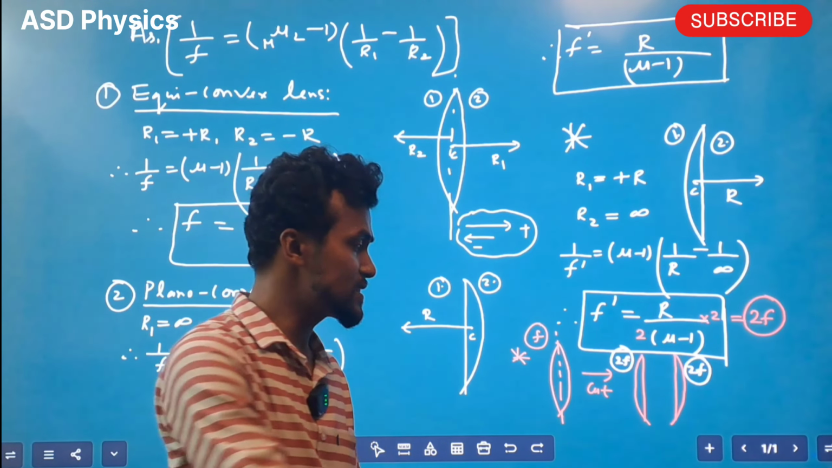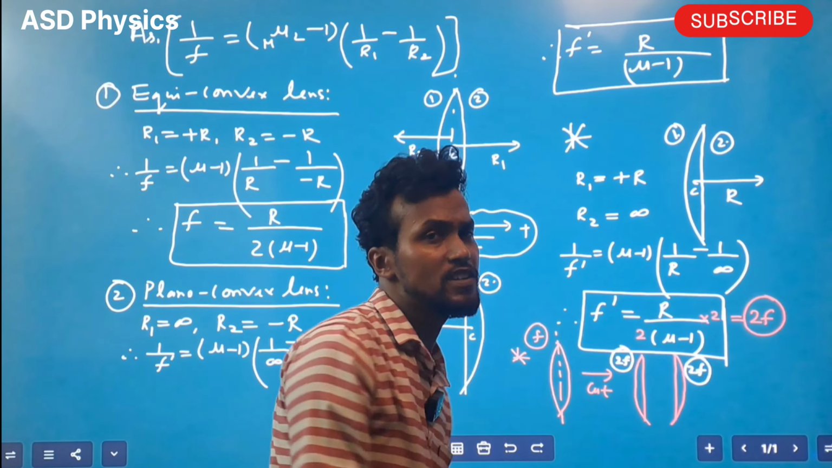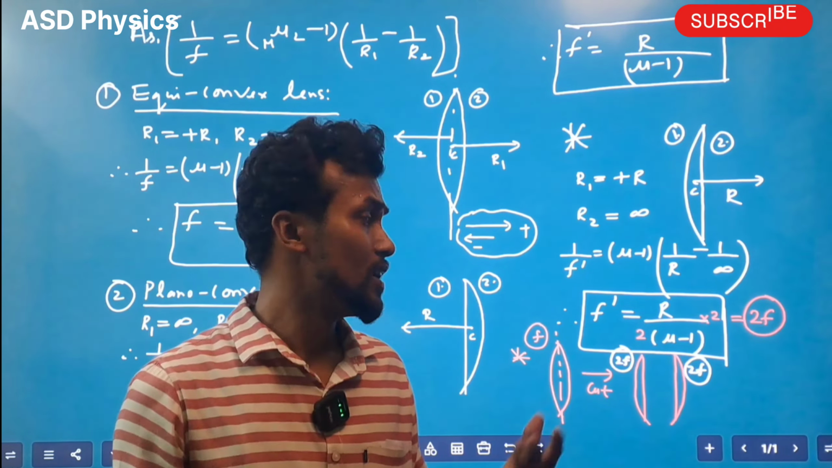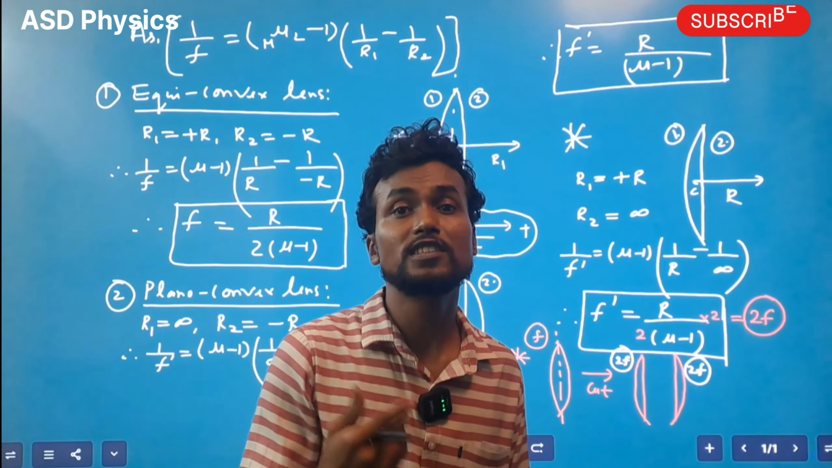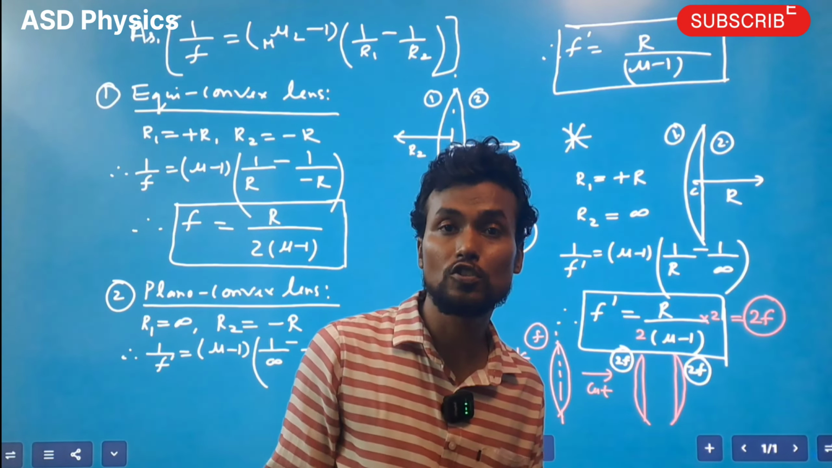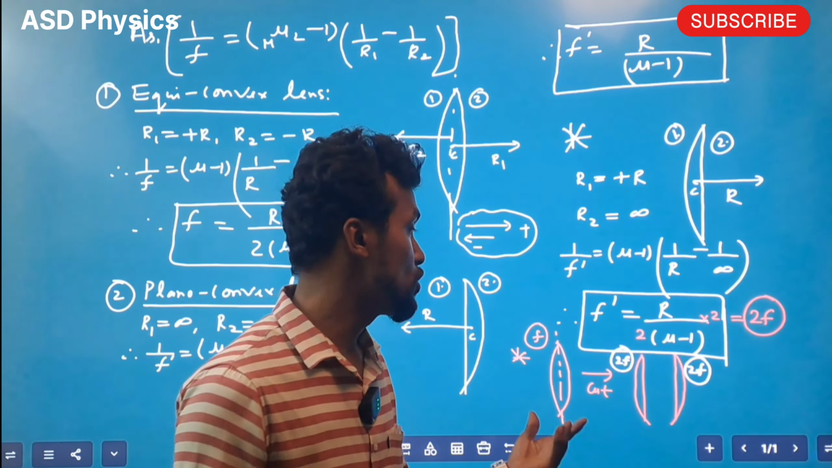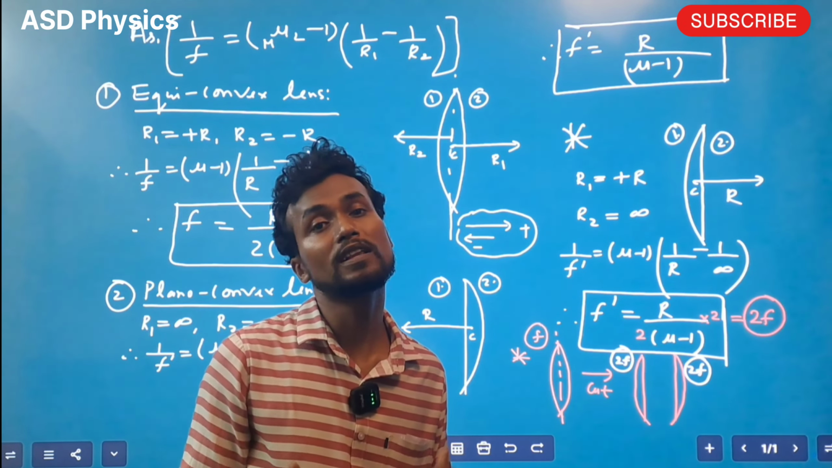Similarly, if we cut the lens horizontally, second case, then the material is not going to change, mu will not change, radius of curvature will also not change. So what will happen? The focal length will not change.